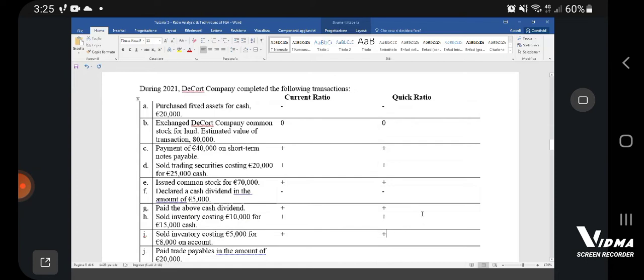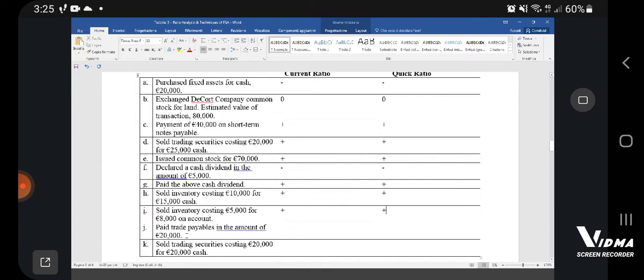Okay? Pay trade payables in the amount of 20,000. So again, this is in the same line of discussions that we already made. We have two ratios, current and quick ratio, actually higher than 1. And we decrease the values of numerator and denominator with the same amount because we use cash to decrease trade payables. That is, the value of the ratio will go up over here.